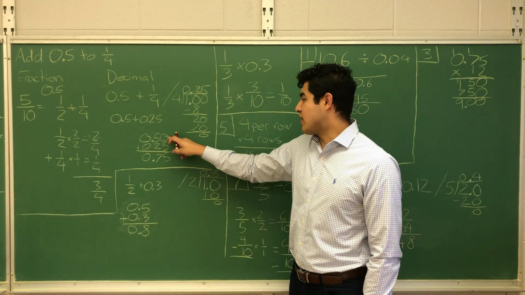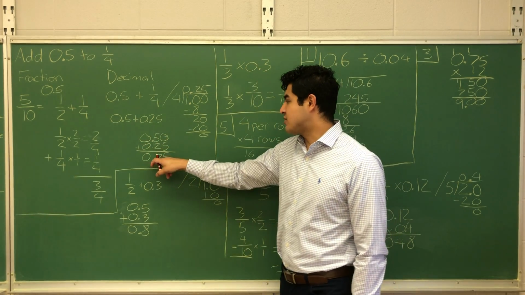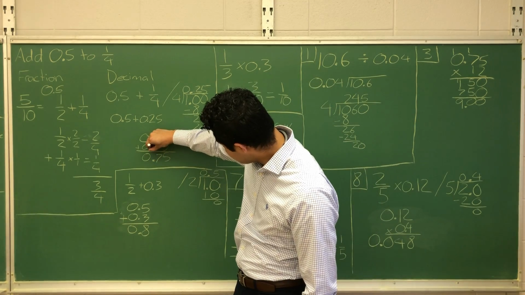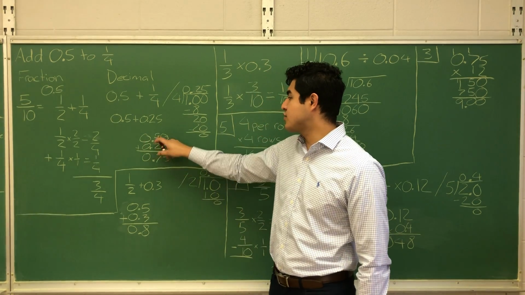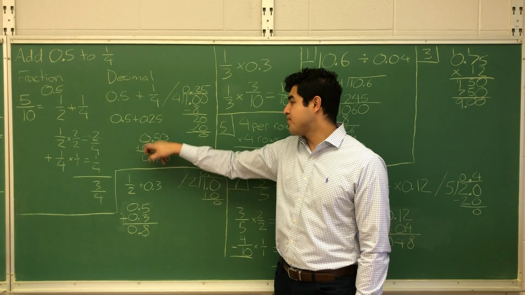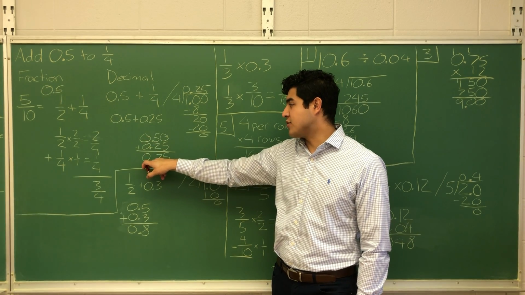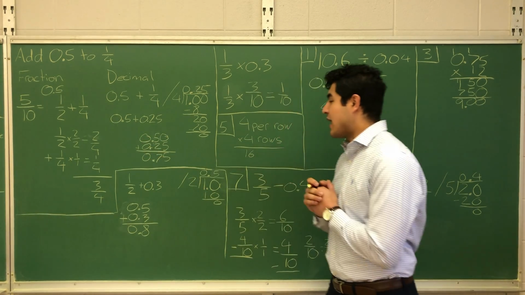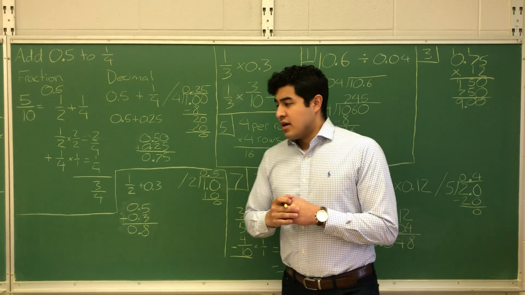And now I add those. 0 plus 5 is 5, 5 plus 2 is 7. With our decimals, we make sure we're lining up our decimals. Decimals lined up in the sum, and there's no value in the ones place, so we write our 0, okay?